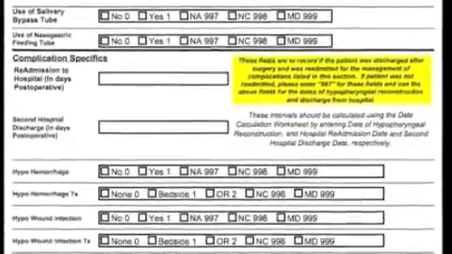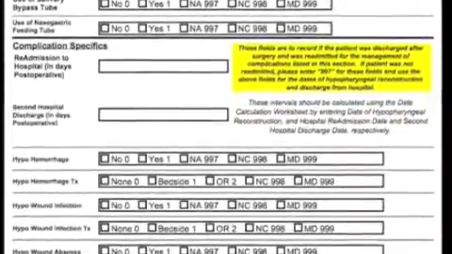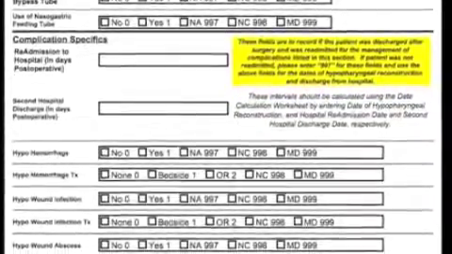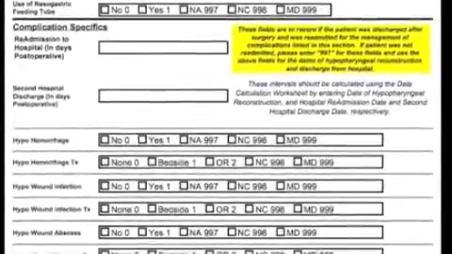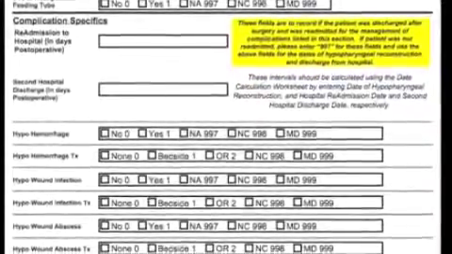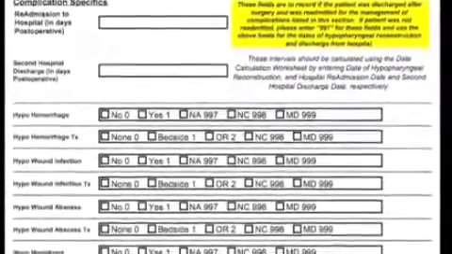If a patient had to be readmitted to the hospital, please use the date calculation worksheet to determine the number of days post-operative that the patient was readmitted and discharged from the hospital. Next, on page 5, is the recording of whether or not the patient suffered from a number of post-operative complications.